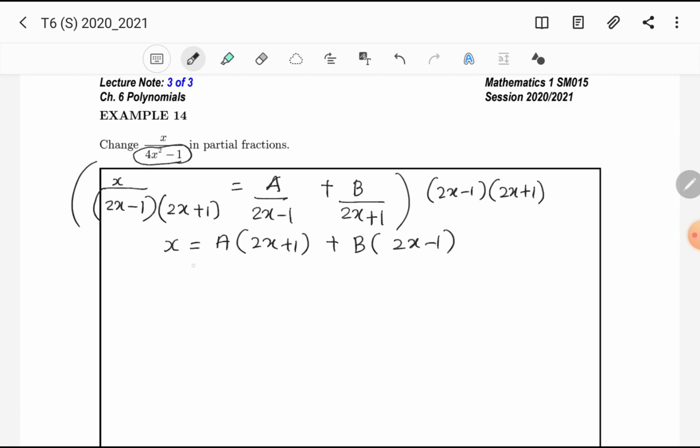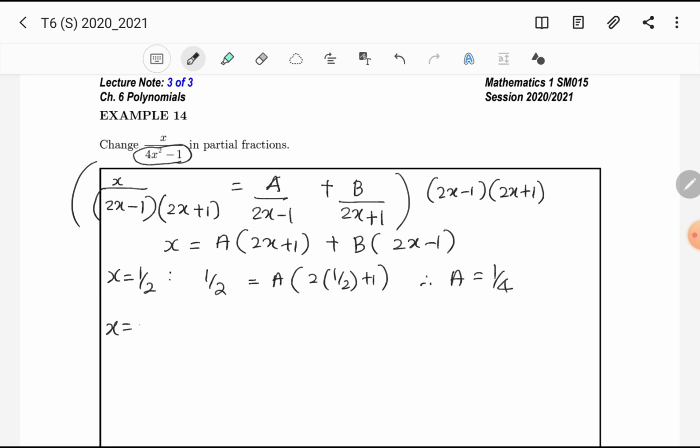Okay, next. Kita akan ganti x is half. So, half equals to, okay, B will be 0. Part B is 0. So, akan dapat A times 2 times half plus 1. Therefore, A is 1 over 4.